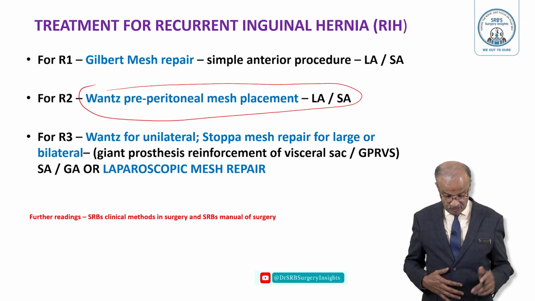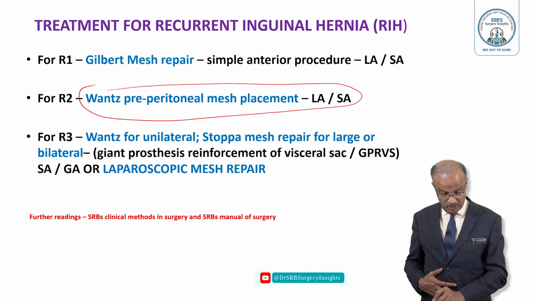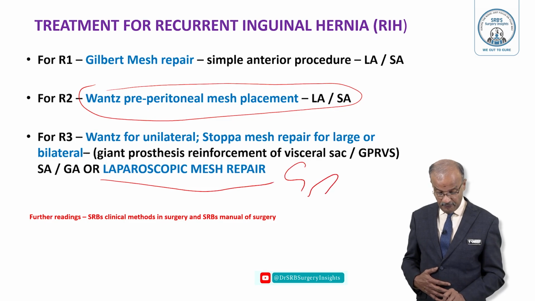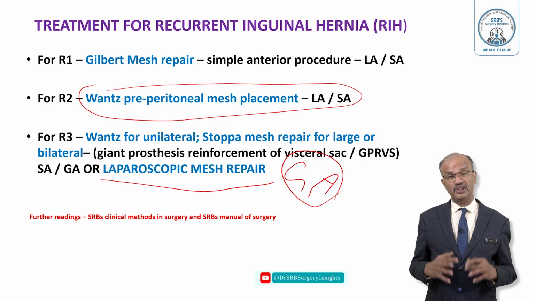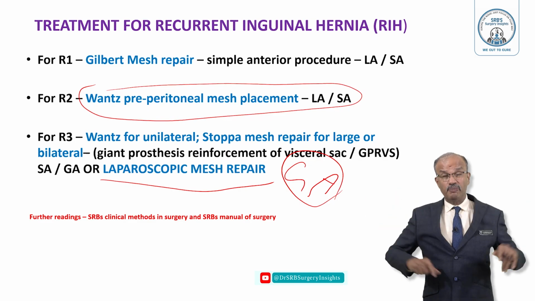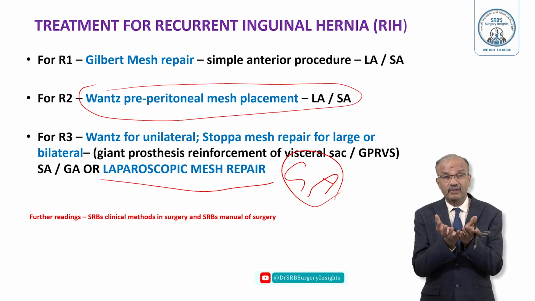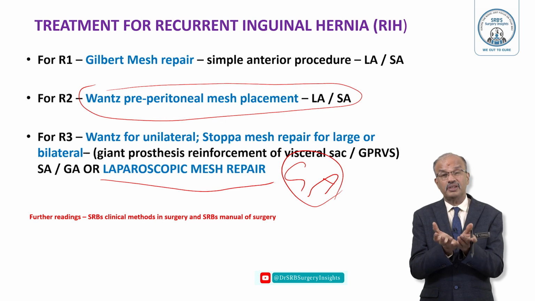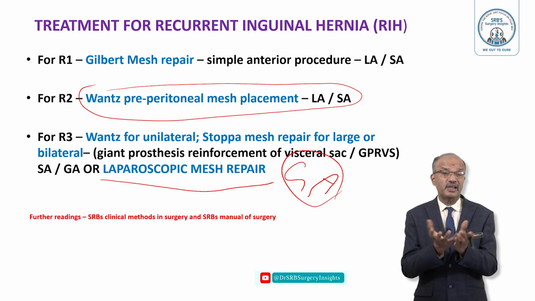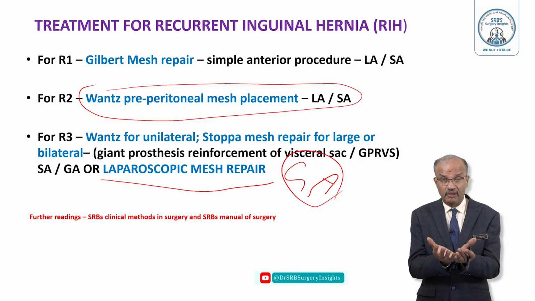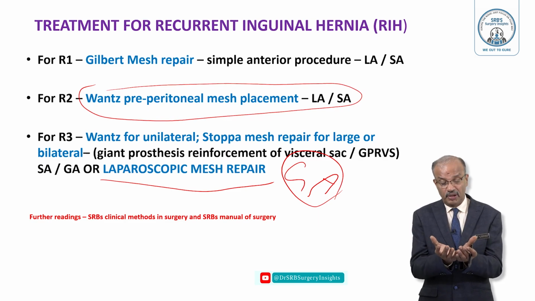Otherwise, you have to put a giant prosthesis, reinforcement of visceral sac, GPRVS, or Stoppa's procedure, or ideally laparoscopic mesh repair under GA. You have to use GA because extensive dissection is required. You have to put a very big mesh covering the entire area, supporting the pelvis. The entire content of the hernia, the lower part of the peritoneal area, will be supported between the pelvis and the peritoneum by a large mesh.